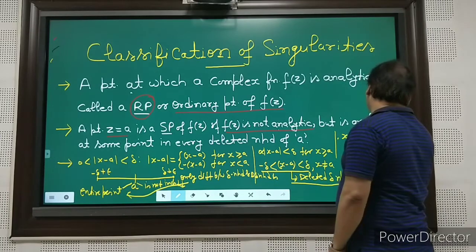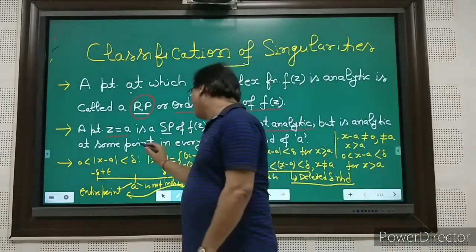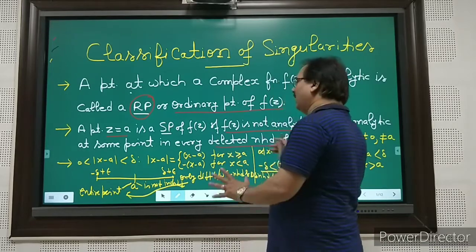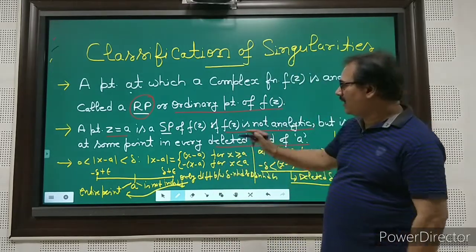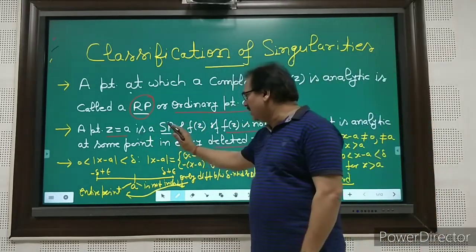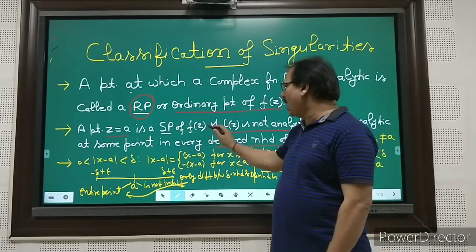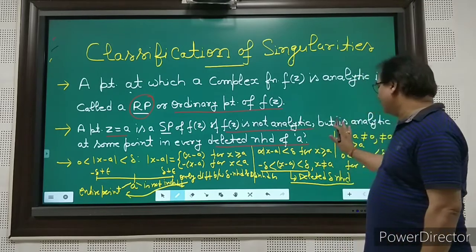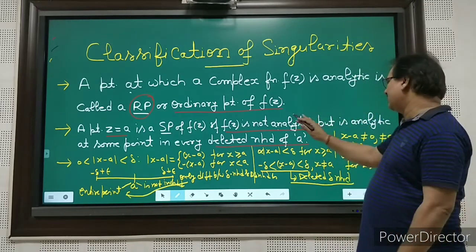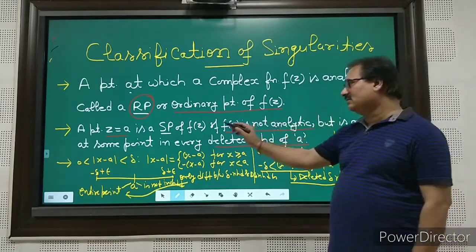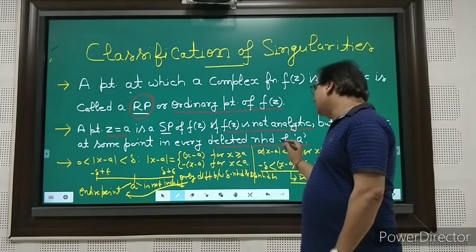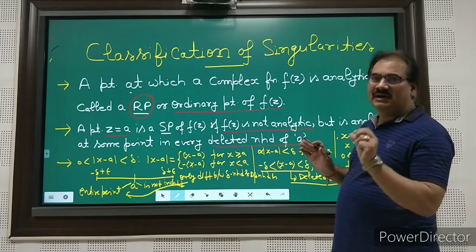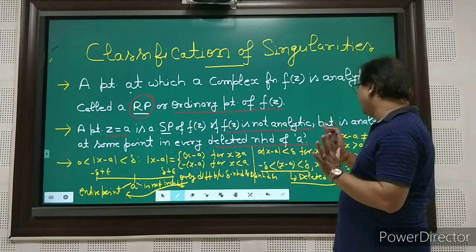But f(z) is analytic at some point in every deleted neighborhood of a. Once again I am repeating: a point z equals a is a singular point of f(z) if f(z) is not analytic at a, but is analytic at some point in every deleted neighborhood of a. So this is a very special term, deleted neighborhood of a.